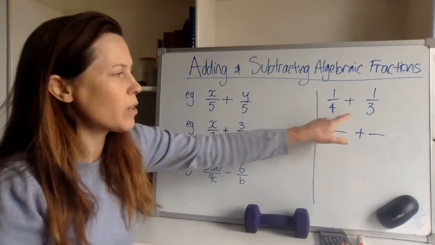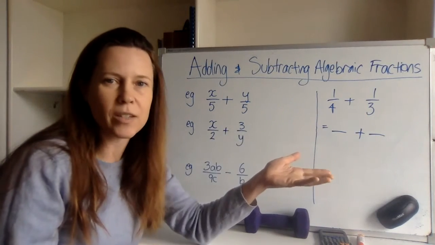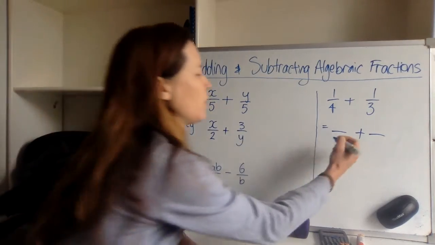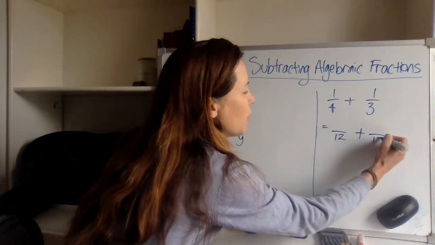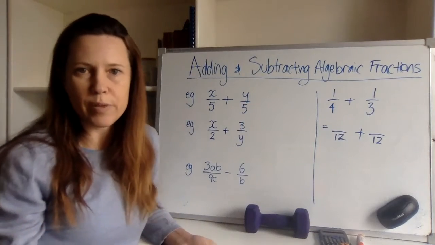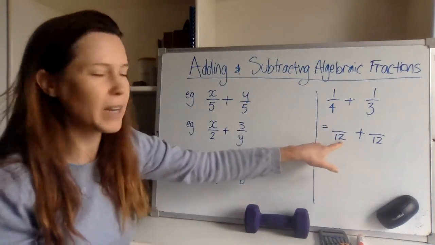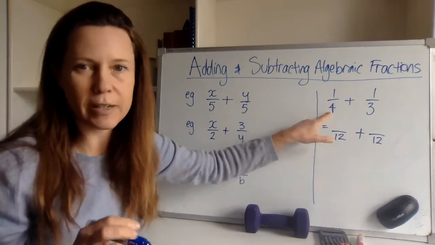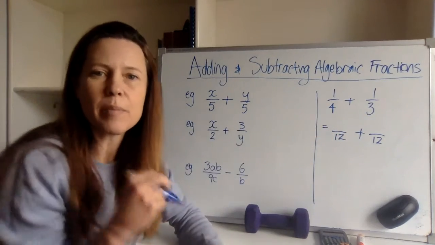Here we're adding a quarter and a third. So the first thing that we need to do is make common denominators. Now we're going to make a common denominator of 12, and that's because 12 is the lowest common multiple of 4 and 3. Now to find the denominator that you need, you can, at a pinch, always multiply the two denominators that you have together, but sometimes there'll be a lower one.